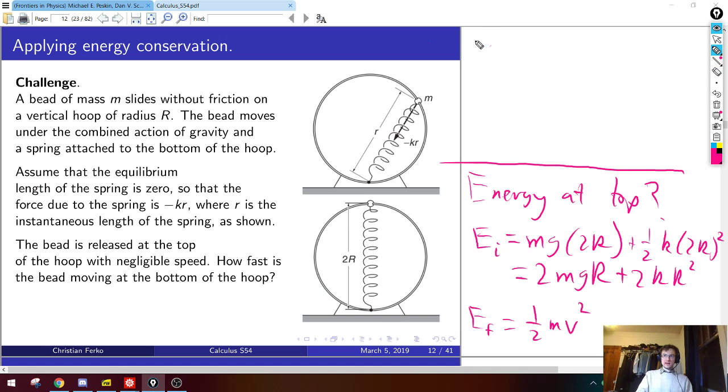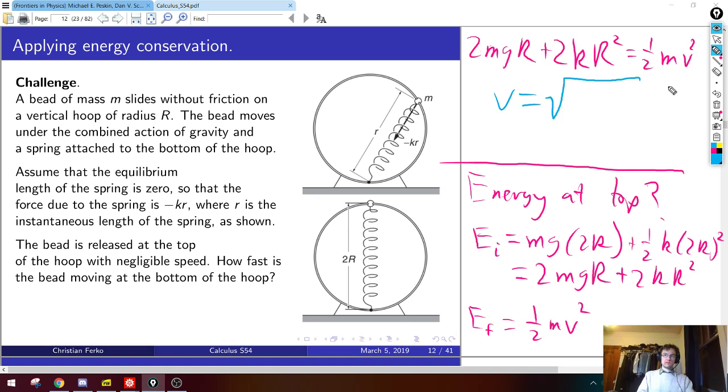So when I do that, I have 2mgR plus 2kR² equals 1/2 mv². Now just do some algebra for me. What is the velocity at the bottom? Velocity is equal to the square root of (4mgR plus 2kR²) over m. Yeah, so in the first term the m cancels, so it'll just be 4gR. In the second term there's a k over m, so it'll be 4 times kR² over m. Good.